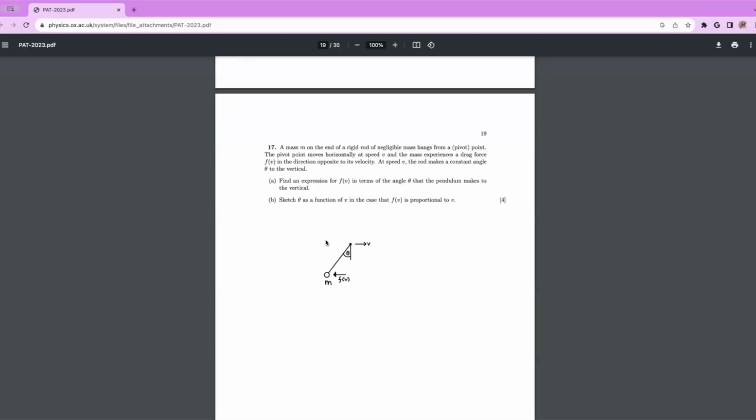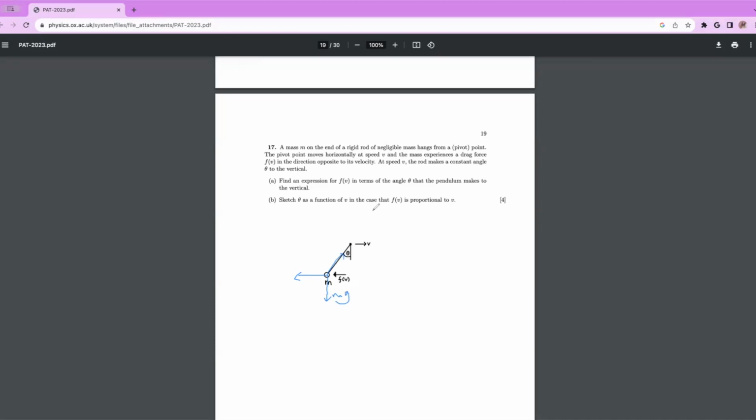Well, if we consider the forces on here, oops, I forgot I have to switch the pen. If you consider the forces on here, you have Fv going that way, a tension going that way, and mg going that way. This actually tells you a lot about what you need to do.